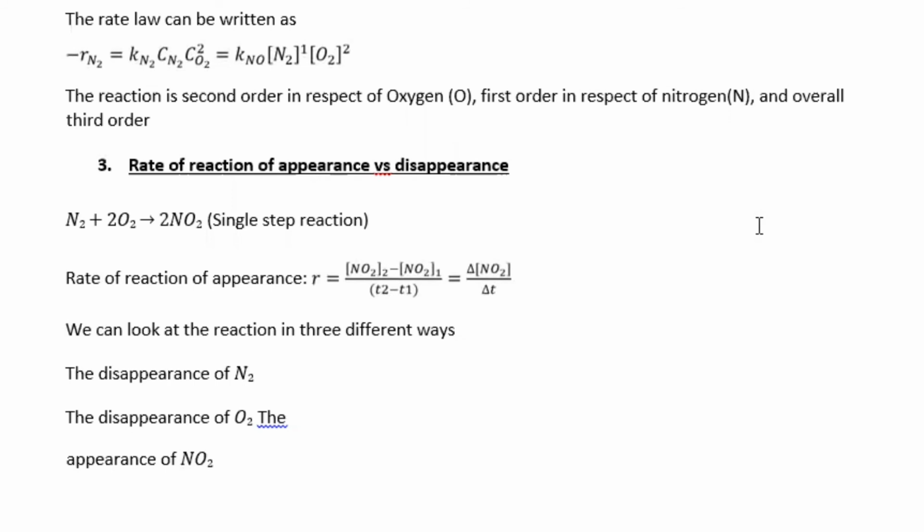Thirdly, let's look at the most common one, the rate law represented in the form of concentration and time. Notice that we can represent the rate in the form of disappearance of reagents, being nitrogen and oxygen, versus the appearance of the products, being nitrogen dioxide, which is simply concentration over time.